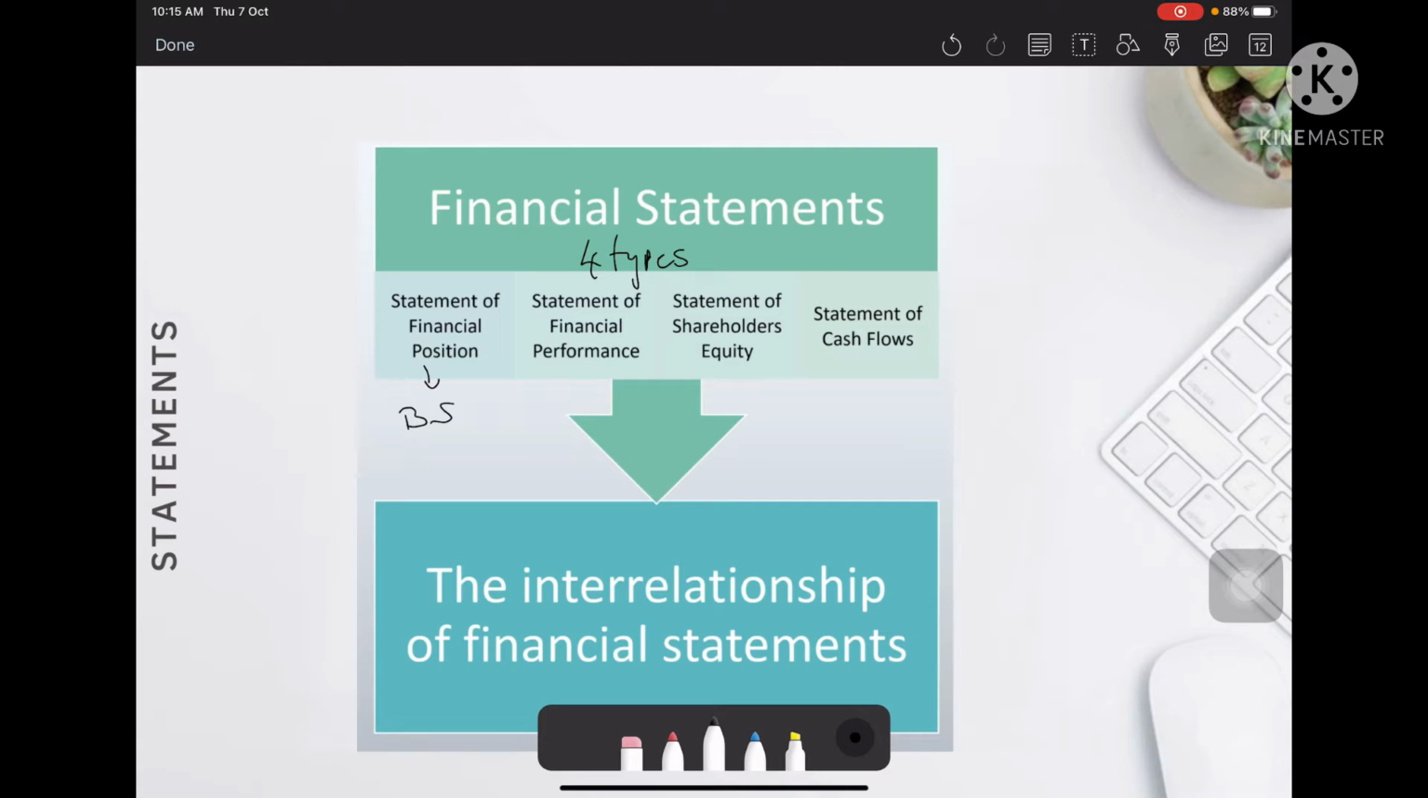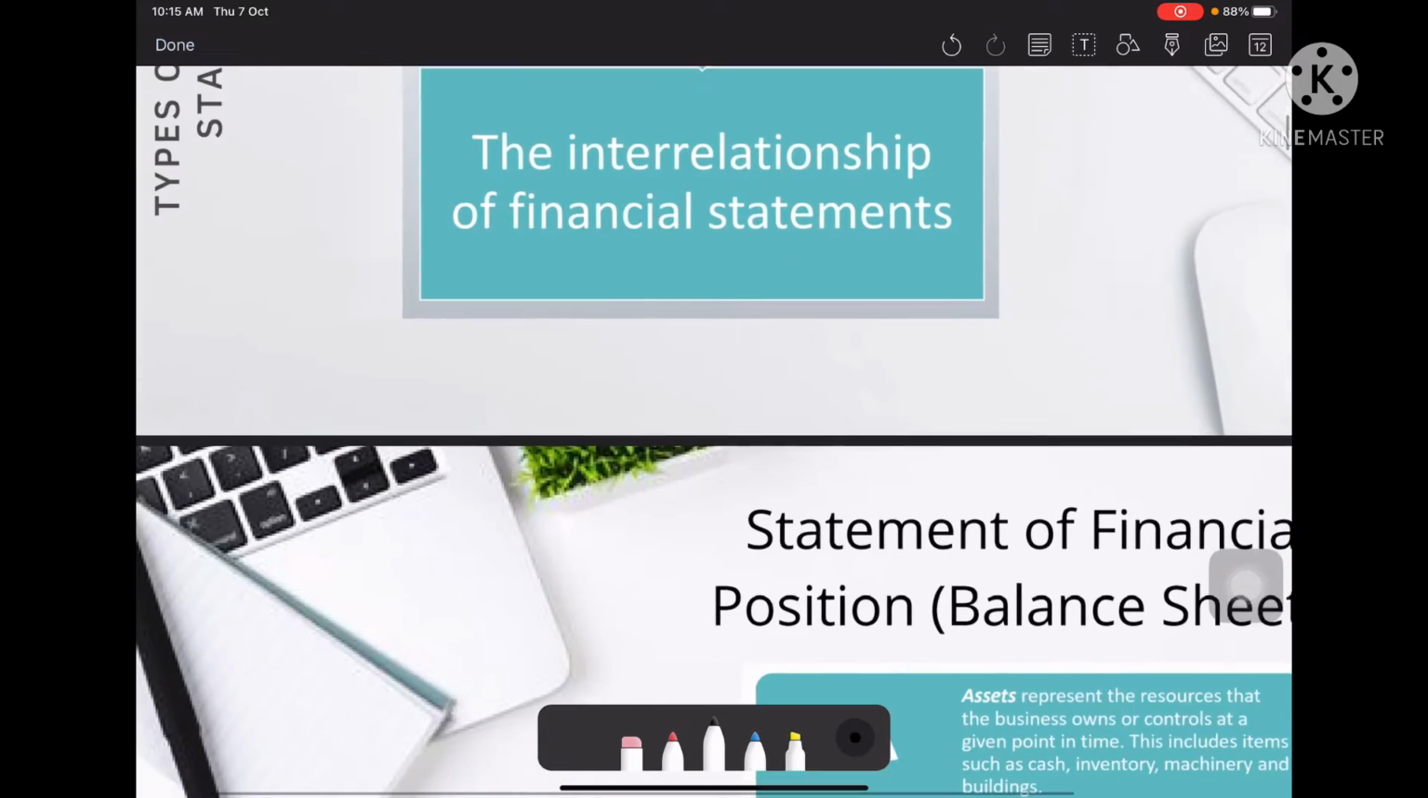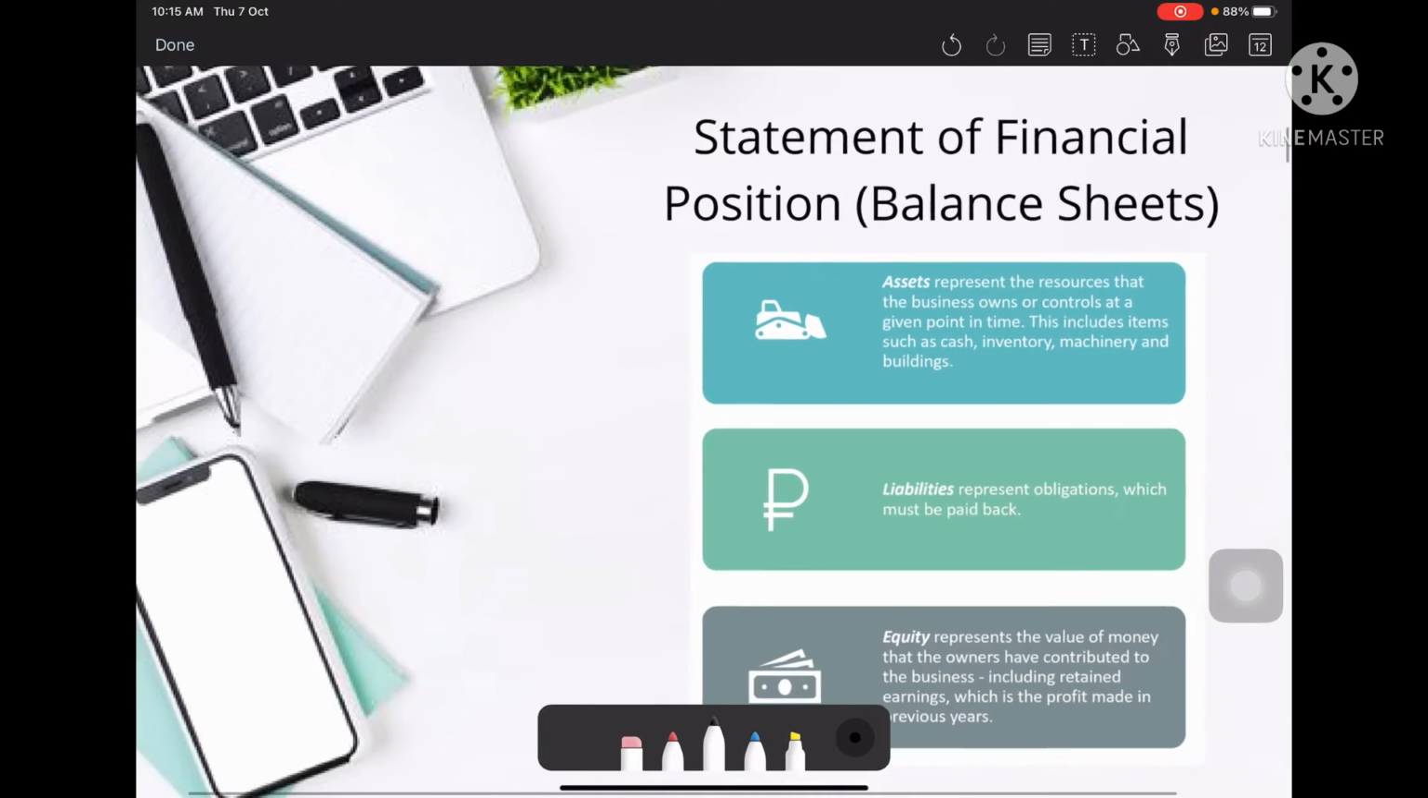And then number 2, the statement of financial performance. To measure the performance, we are going to look at the profit and loss account. Okay, statement of shareholders' equity and also the statement of the cash flows. Alright, so we are going to look at the interrelationship between these 4 types of financial statements. So let's go one by one.